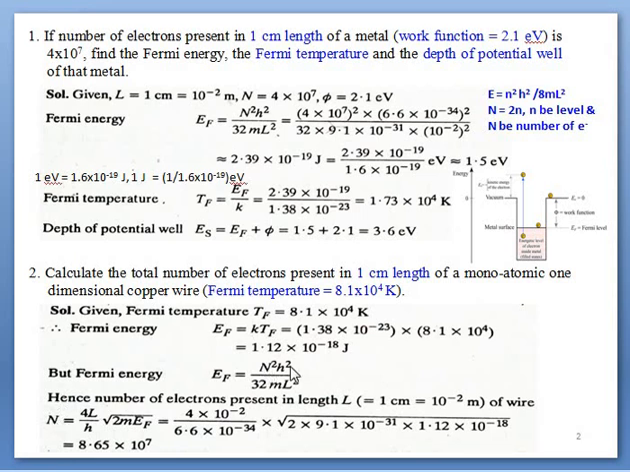of electrons. See, h is a constant, m is a constant, L is given. By substituting all these values and after simplification we have this result. Its unit is electrons per meter cube.